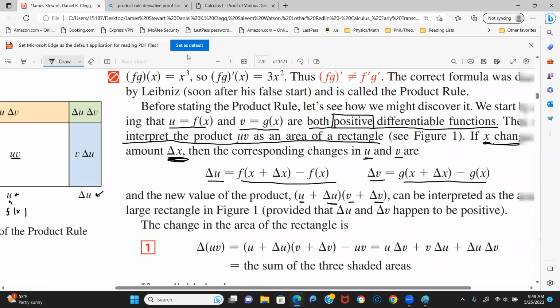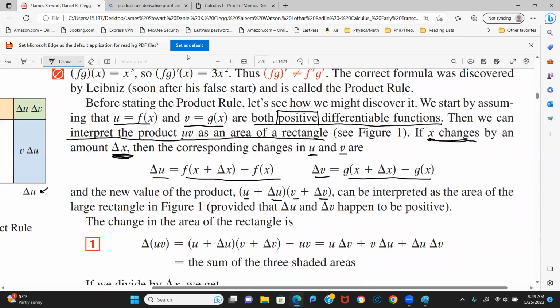Now, if you foil this right here, so sorry, we're not going to foil it just yet, but let's look at the change in the area.